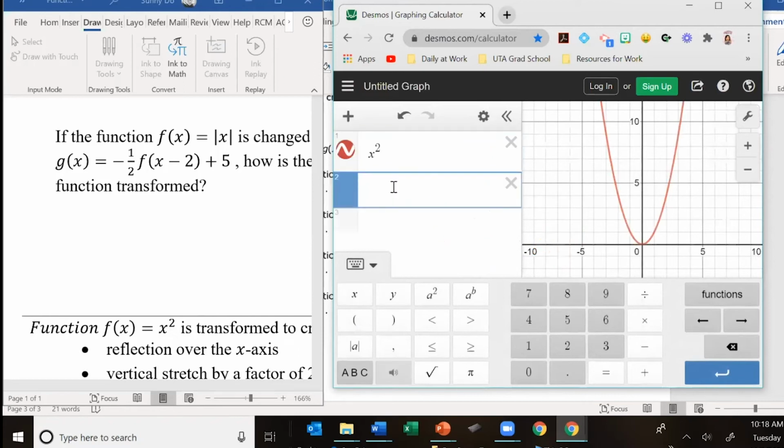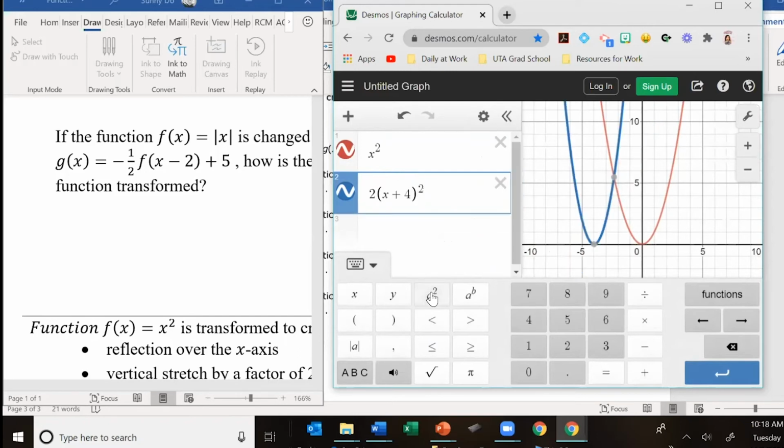Then we're going to put the new one in, okay? The new one we have is 2, and then parenthesis, x plus 4, close parenthesis. And remember the original has a square, so we're going to put the square outside. This time it's going to be outside, after the parenthesis.